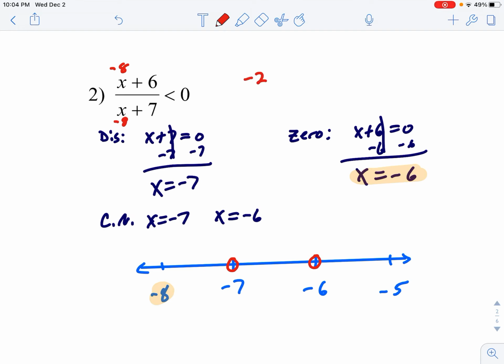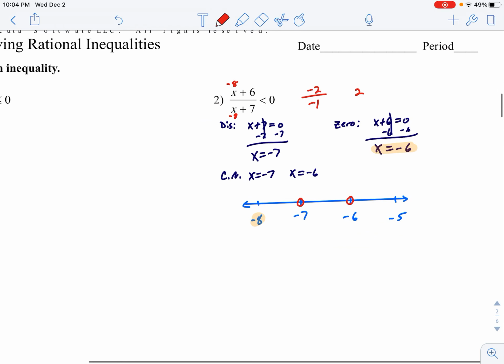That gives us -2 over -1, which is what? +2. So if we plug that in, we get +2 is less than 0. Is +2 less than 0? No. That means that interval is no good. We are not going to shade or color in that interval.